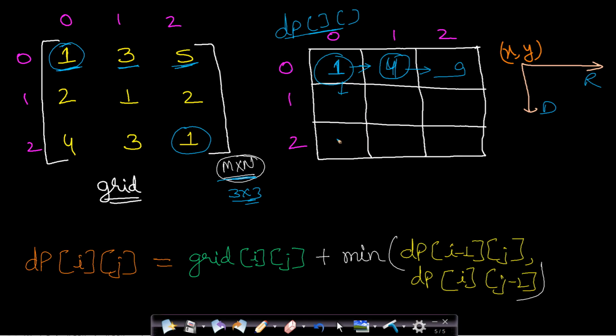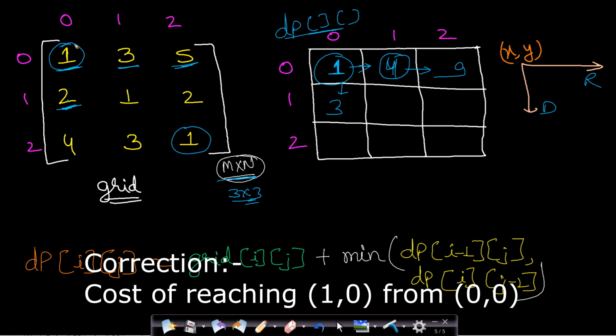Similarly, we can fill the first column. So if you want to reach 1, 0, then you can only reach from 0, 0. So there is only one possible path. So you will add this 0, 0 cost to this current cost, which is 2, and it will become 3. So the cost of reaching 1, 0 from the starting point 0, 0 is equal to 3. So I hope you are understanding it.